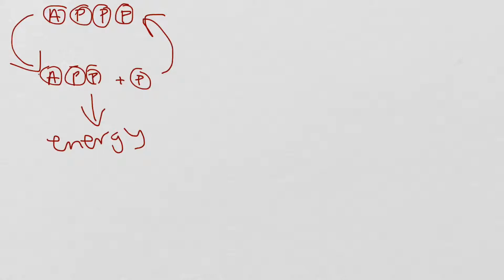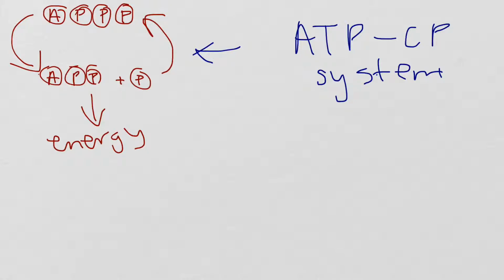Okay, so for ATP resynthesis to happen, we need to get energy from another source to make this link here happen. So we need some form of energy to help us do this part here. There are three ways that our body does that, so three energy systems, and the first one that we're going to have a look at is the ATP-CP system. So that may also be called the alactacid or the phosphagen system.